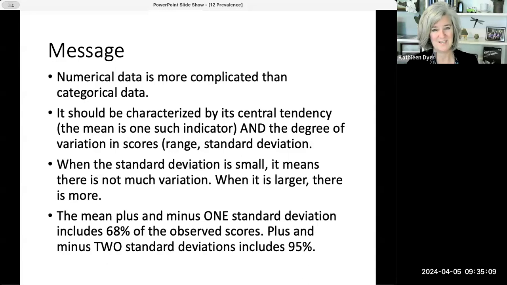And then maybe just keep in mind this rule of thumb that plus and minus one standard deviation is going to equal about 68% of observed scores. 68% of the sample is going to fit within that range. And then plus or minus two standard deviations is going to encompass 95% of the population. All right, I hope this helps as you understand the presentation of prevalence data regarding numerical variables.